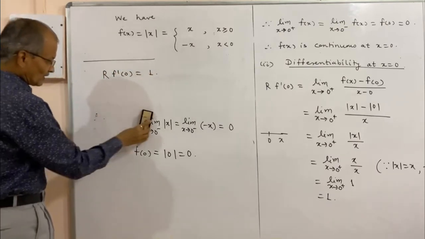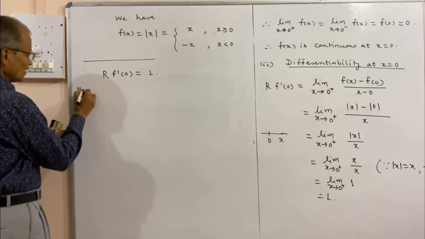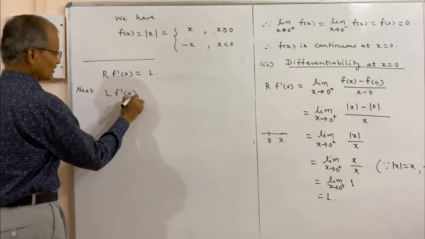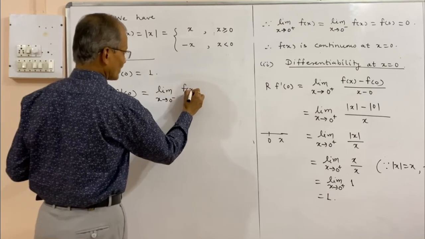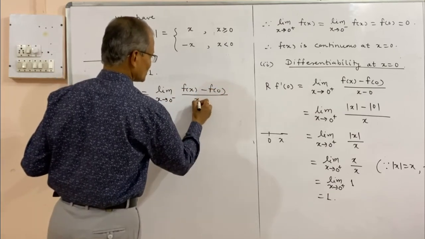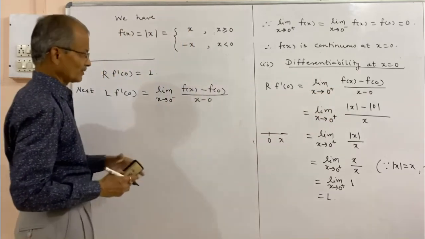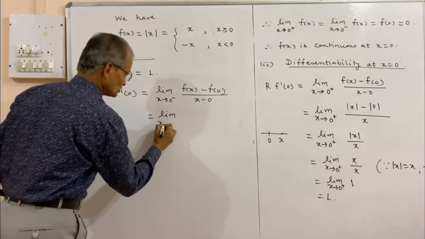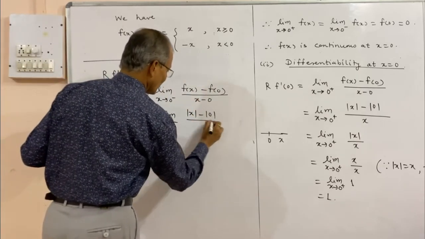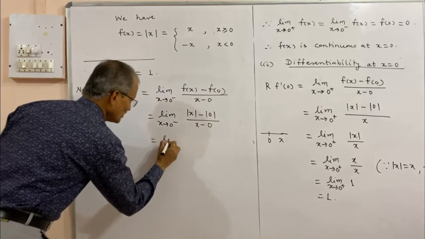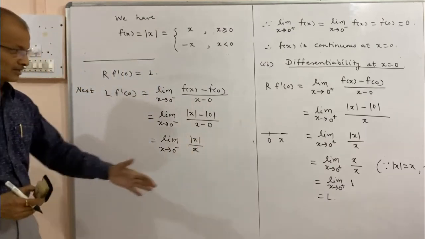Now we shall find out the left hand derivative. L f dash 0 means left hand derivative at 0, and that is limit x tends to 0 from left of f x minus f 0 divided by x minus 0. Same, only there is change in the limit. Here from right, here from left. And this is limit x tends to 0 from left. What is f of x, mod 0, divided by x minus 0, or that is again limit x tends to 0 from left mod x divided by x, same as in that.